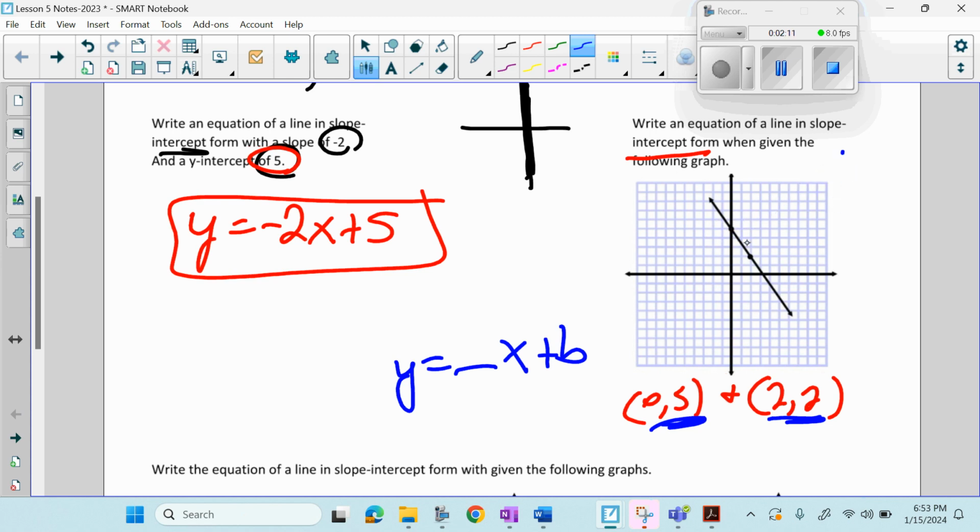So I'm going to start with one of the points. I'm going to go up 1, 2, 3, and then over 1, 2. It's negative, so it's going downhill. So if we have a rise over run, so we have a rise of 3 and a run of 2, it's going to be a negative slope because it's going downhill, so -3 over 2. So our final answer is going to be -3 over 2x plus 5.